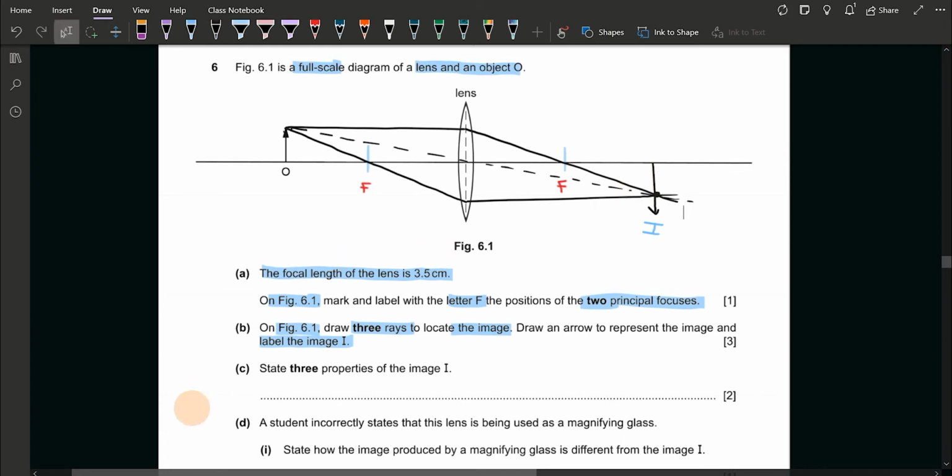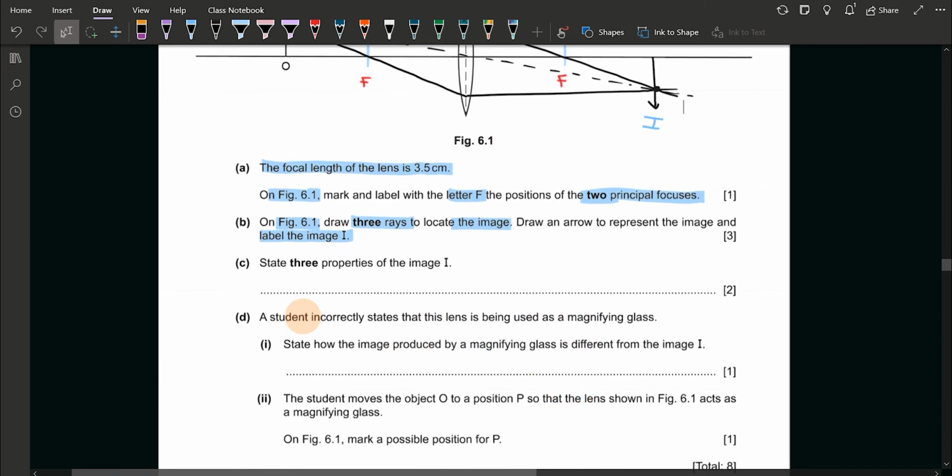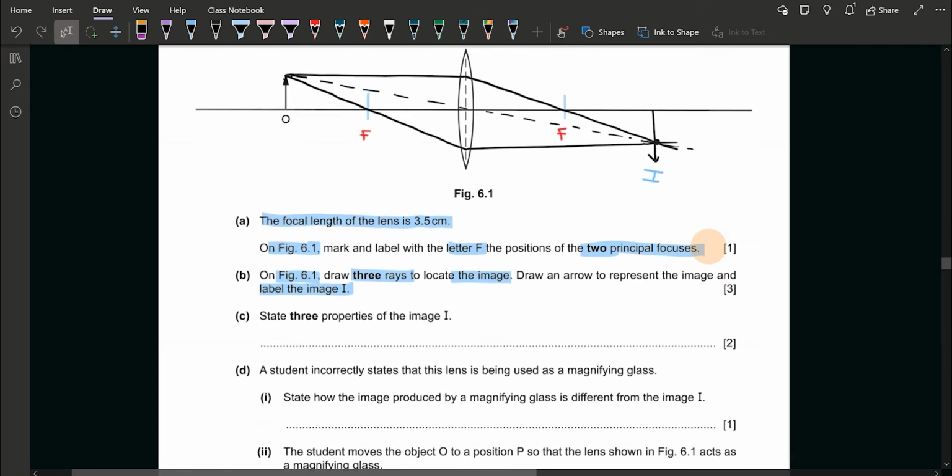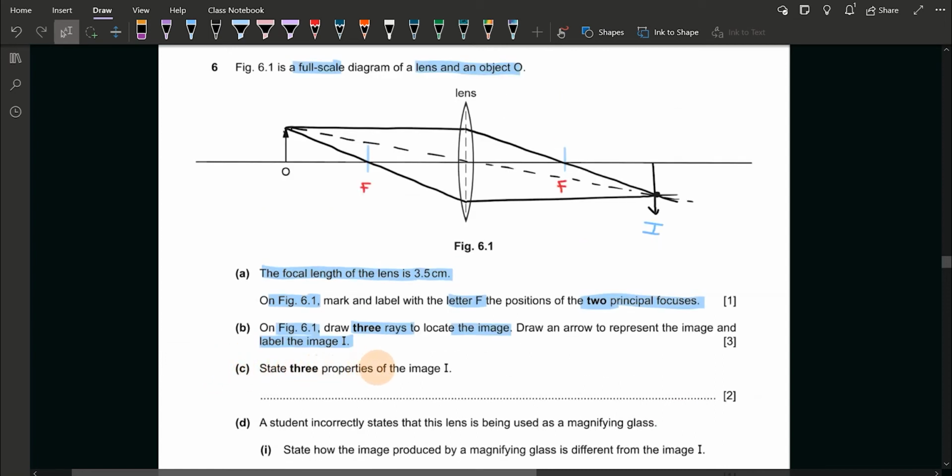Part D says a student incorrectly states that the lens is being used as a magnifying glass. Part D I says state how the image produced by a magnifying glass is different from the image I. So first, Part C says state 3 properties of the image I. The image I is, as you can see, inverted. So we can write here inverted, which is going to be our first property.